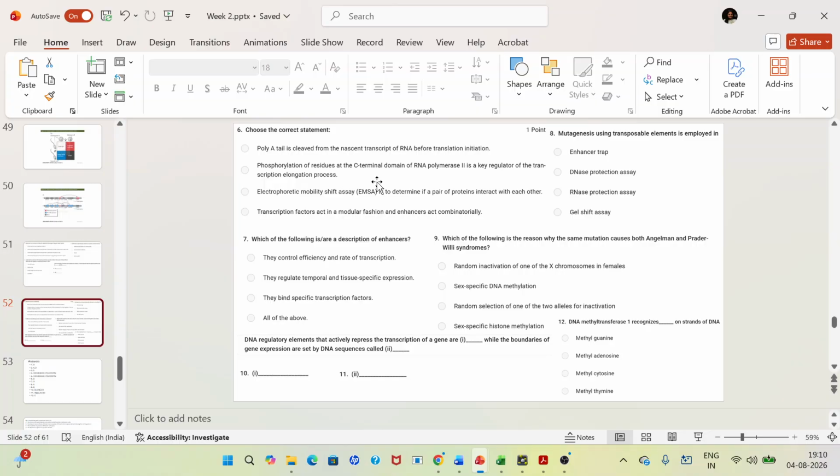Then come to statement number 3. Electrophoretic mobility shift assay is to determine if a pair of proteins interact with each other, which is again a wrong statement, because EMSA is done on a gel, where we see the nucleic acids, so it is an interaction of protein with the DNA. It is not to study the interaction between two proteins. It is between protein and DNA. So again, this is a wrong statement.